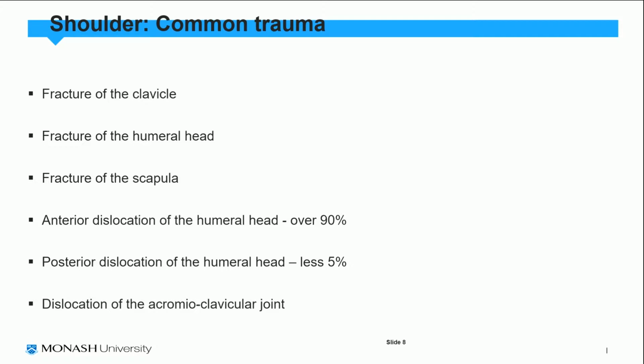Trauma to the shoulder is quite common, so fractures of the clavicle, humeral head, and scapula, as well as dislocations. Anterior dislocations are the most common, but also posterior dislocations of the humeral head, and then dislocations of the AC joint.